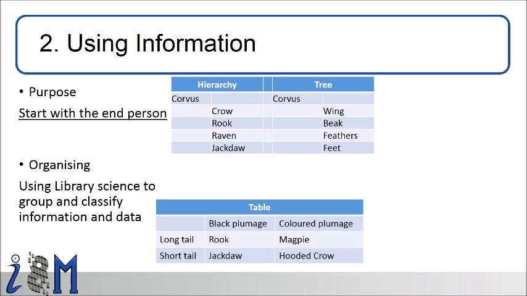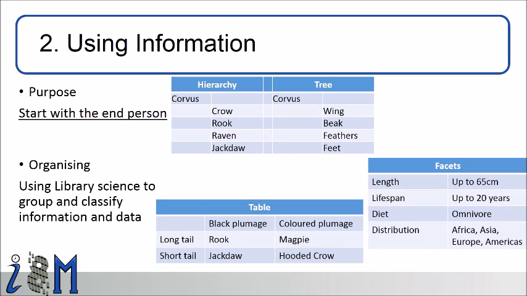And in this again, I've stuck with crows, so you can see that we identify a rook as having black plumage and a long tail. The final type of classificatory structure is facets, and we typically use this for searching. So what you can see here is we've identified a number of different facets for crows. In this case, there's only 4. There's obviously a lot more.